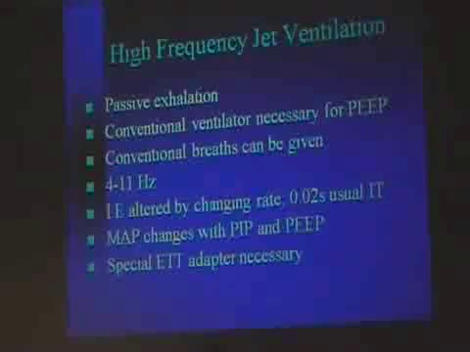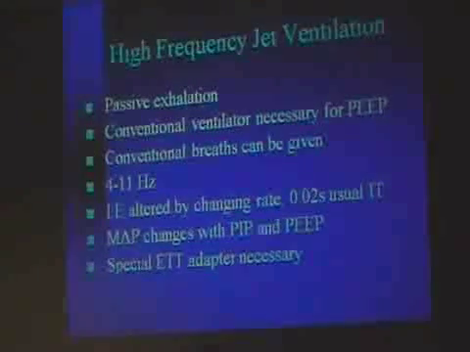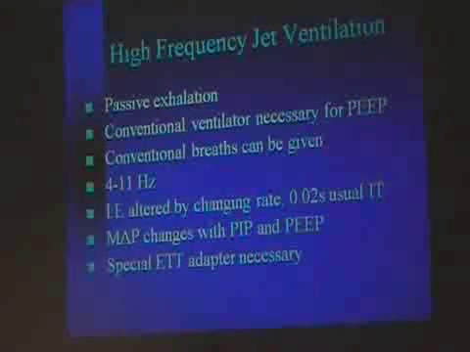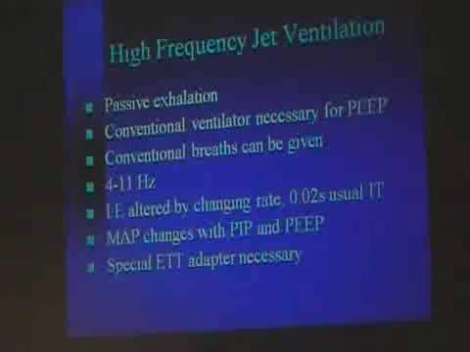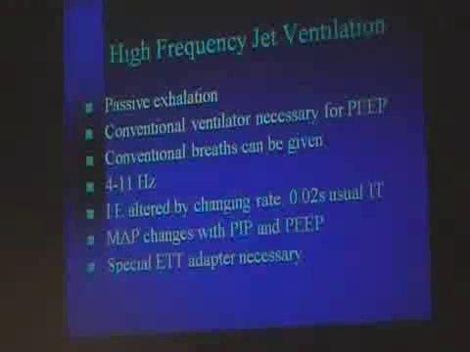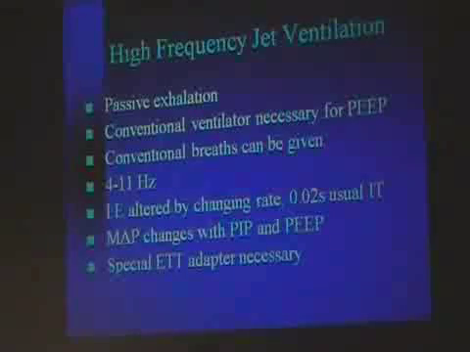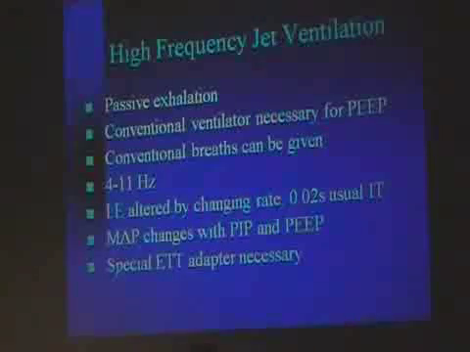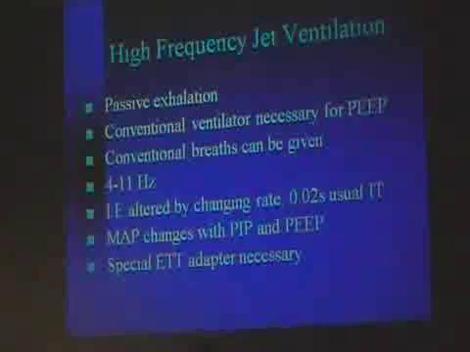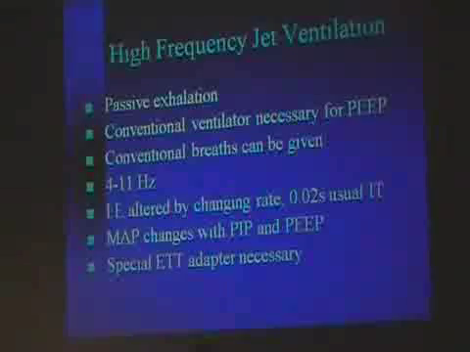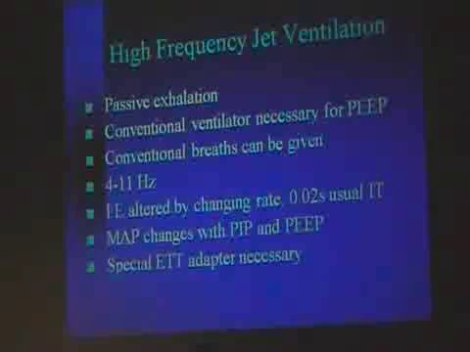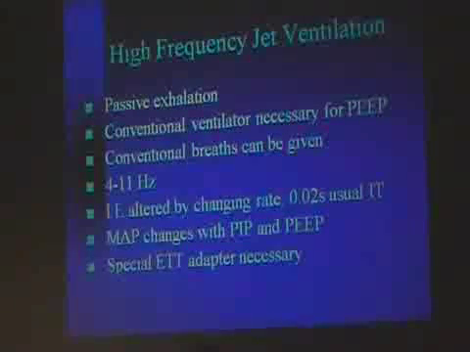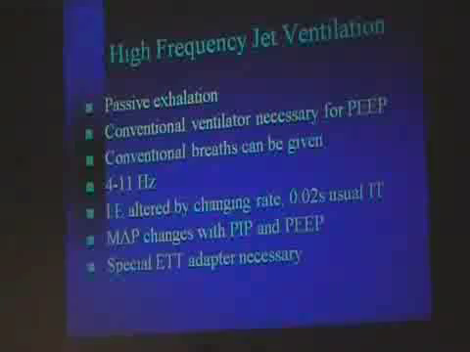Just to talk briefly about the jet, it has passive exhalation. All right, the chest moves inward during exhalation. It is a passive exhalation. A conventional ventilator is needed. It is absolutely needed. There is no way the jet can give peak. It's not in the machine anywhere. If you don't have a conventional ventilator, you have no peak. So that is why we use a conventional ventilator. We do not use a conventional ventilator for breaths. In fact, the current thinking about jet ventilation is to avoid conventional breaths if at all possible.